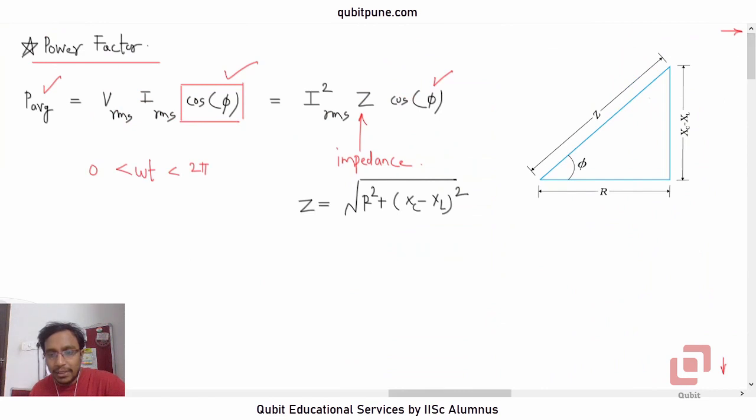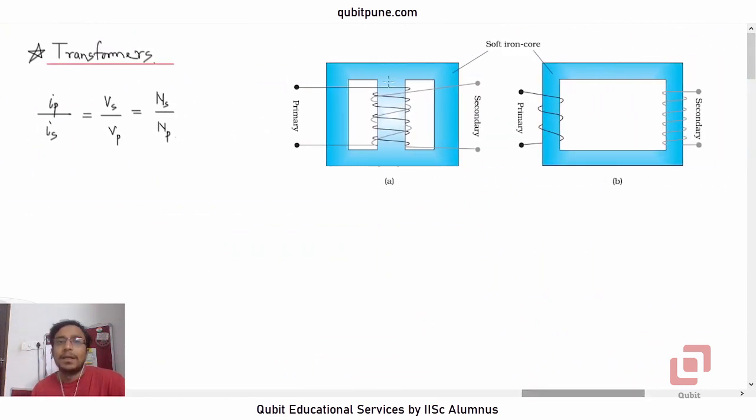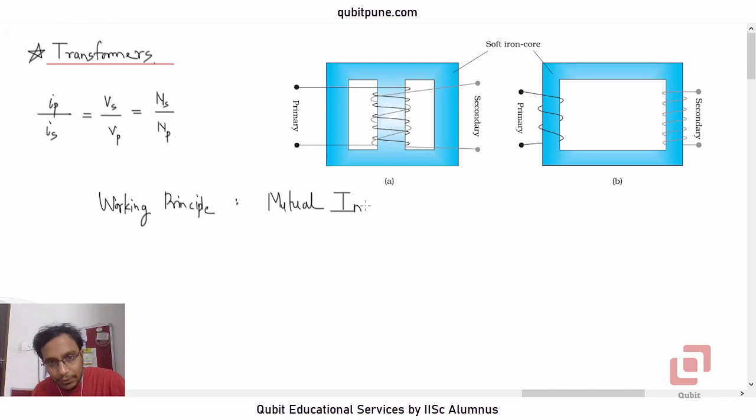And now let's go to the last part, that is transformers. The purpose of transformers is either to increase or decrease the amplitude of the voltage. And what is the working principle of transformers? The working principle of transformers is mutual induction. We know what that means because we have revised the previous chapter, electromagnetic induction.